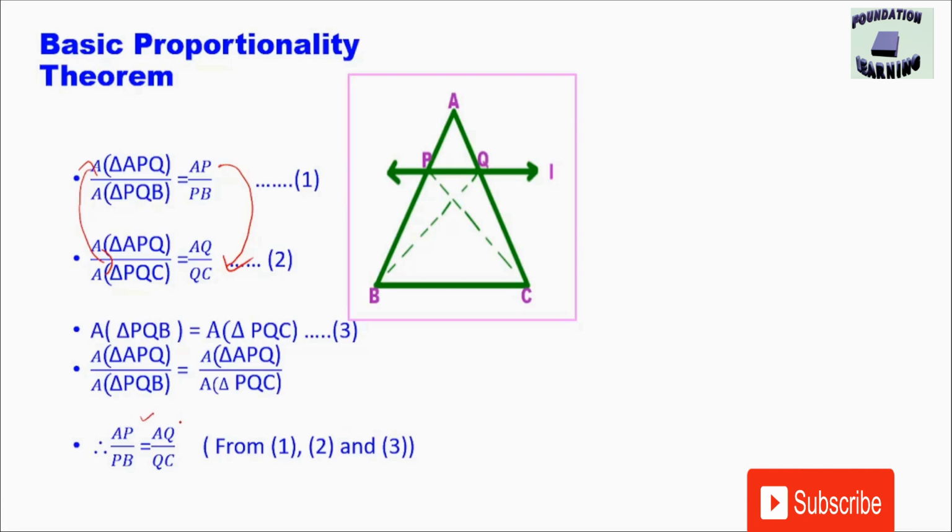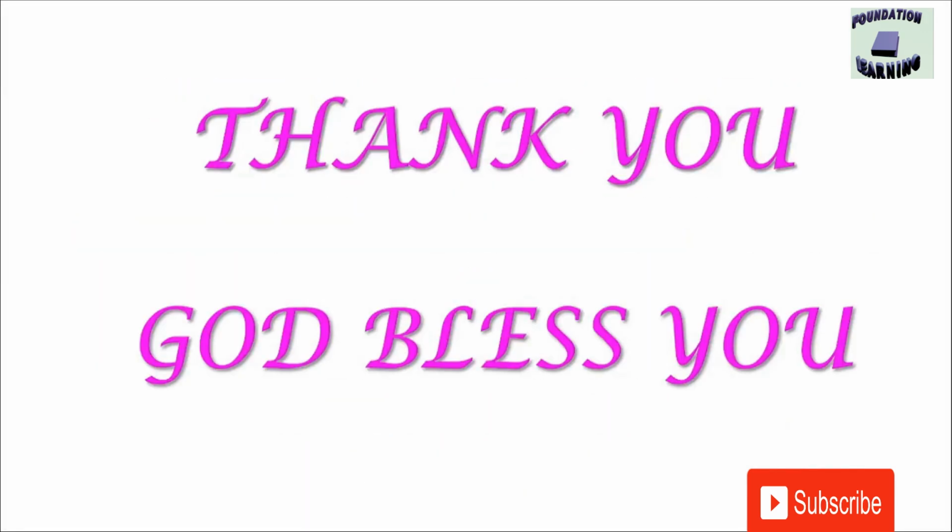From 1, 2 and 3, we have got AP upon PB is equal to AQ upon QC. Now what is AP? AP is here. AP upon PB was there in the first equation. AQ upon QC, AQ, and this is QC. This is there in the second equation. That means the ratio of AP upon PB will be equal to AQ upon QC. When will it be equal? When a triangle is intersected by a line which is parallel to one side, parallel to this side. Therefore, the remaining two sides will be in proportion. So, this was the basic proportionality theorem.